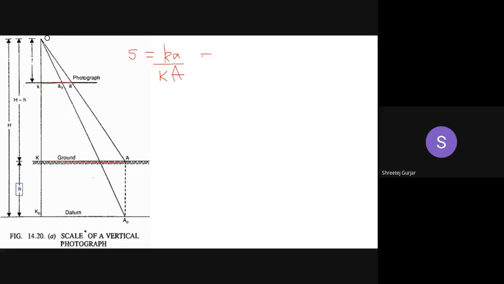Using similar triangles, that is this small triangle O k a and the larger triangle O capital K capital A on the ground, I will write this small O k divided by O capital K. So using the similar triangles, this particular distance from small o to small k, divided by the whole larger triangle side. I have written this over here.